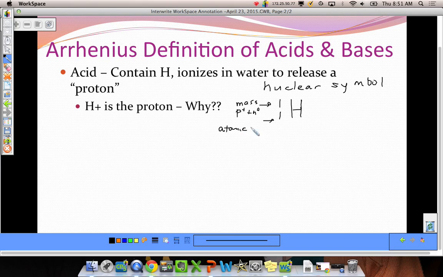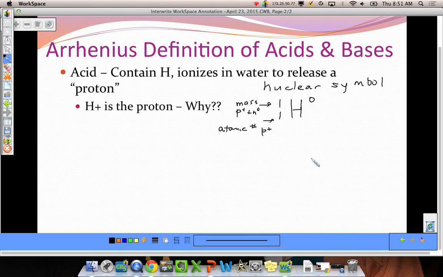Atomic number, and that's my number of protons. And then I said this was the atom, so there's no charge up here. I don't have to write anything, or I could write a 0, showing that there's no charge. So that's my atom. Now, let's think about another way of representing this.